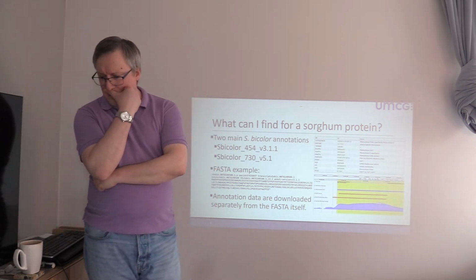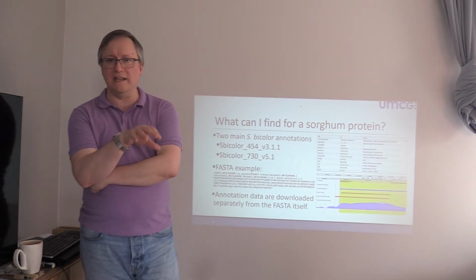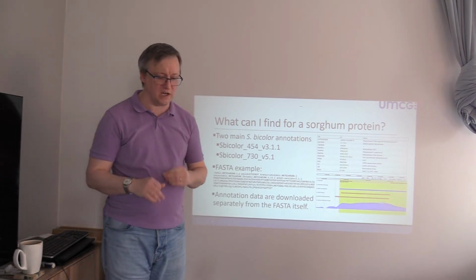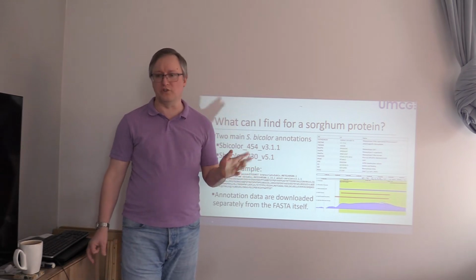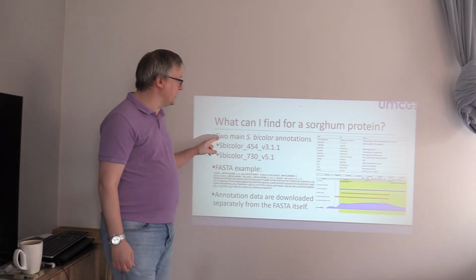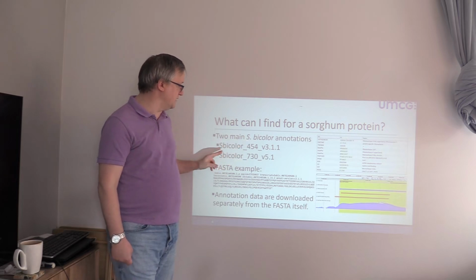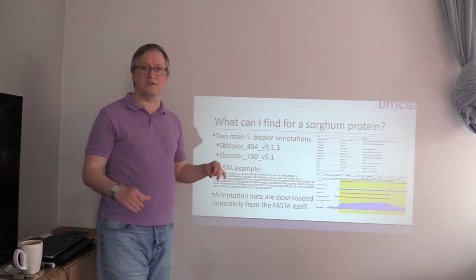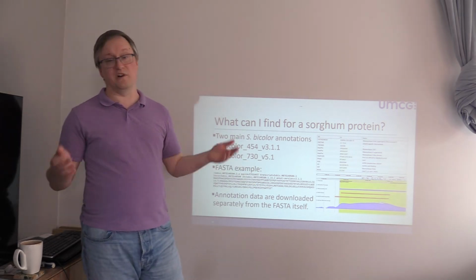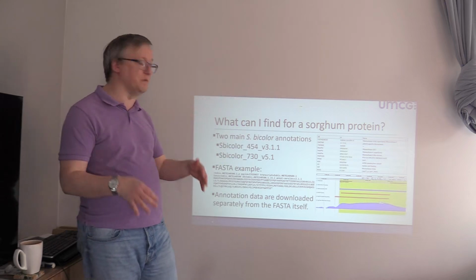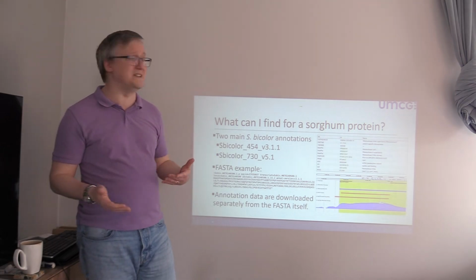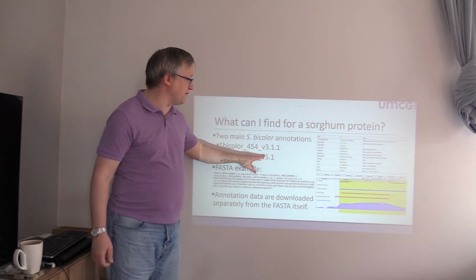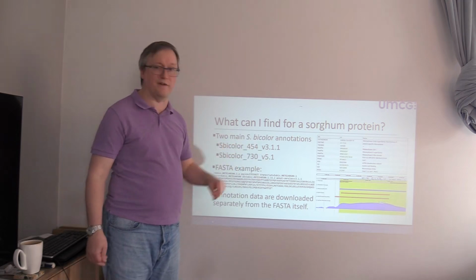Now, I wanted to talk about what you're likely to find when you go studying a particular species. So I'm looking here at sorghum. It's a very well-established genome annotation for them. When I go looking for Sorghum bicolor, I find S bicolor 454 and S bicolor 730. So these are two different cultivars, basically, that have been independently sequenced and annotated. So very different versions of annotation, but relating to the same species in this case. So you can see which versions these are at, version 3.1.1 and version 5.1.